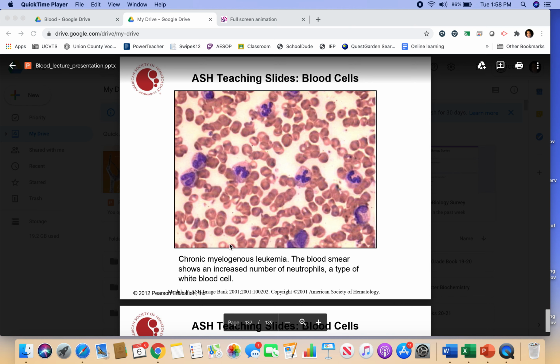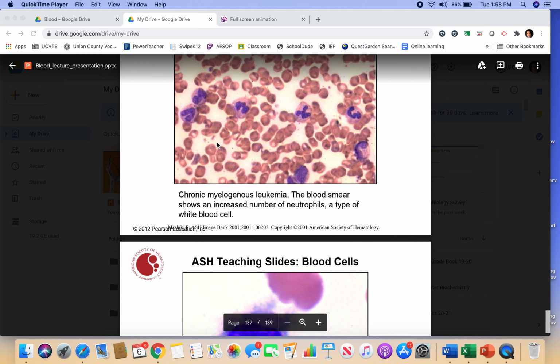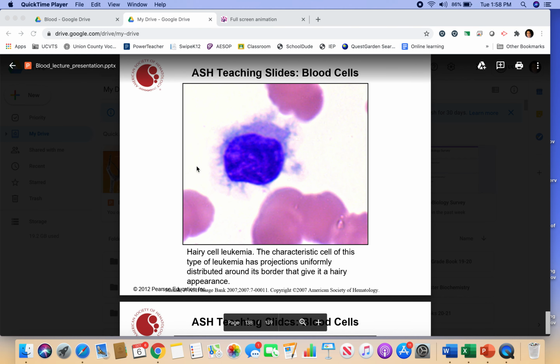So if you remember from the differential blood count, the neutrophils only are about 4,000 in the blood cells, and over here you can see there's so much more in higher abundance. That represents a leukemia. The other type of leukemia is hairy cell leukemia.